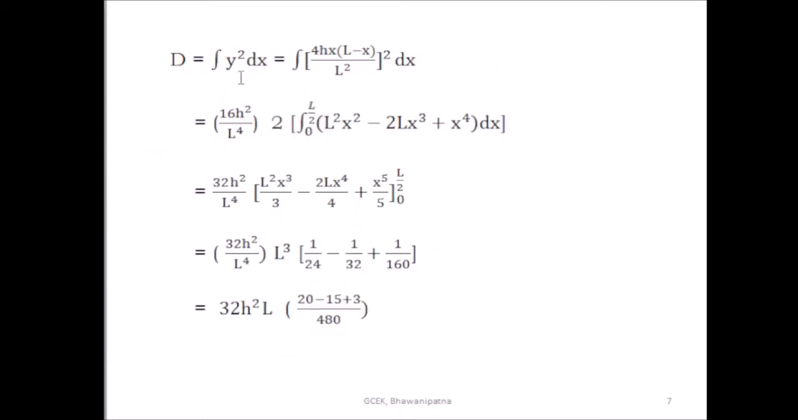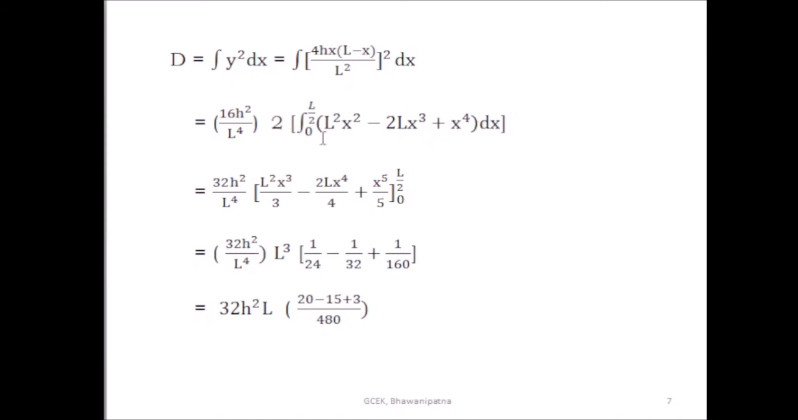So the denominator is equal to the integration of y square dx, but we know y is equal to 4hx/L minus (x/L) square. Take the square of this expression: 4hx/L minus (x/L) square, dx. Then after simplifying, the equation is 16h square by L⁴, and here also you have to integrate from 0 to L by 2 and multiply by 2 for both sides: L square x square minus 2Lx cube plus x fourth, dx.